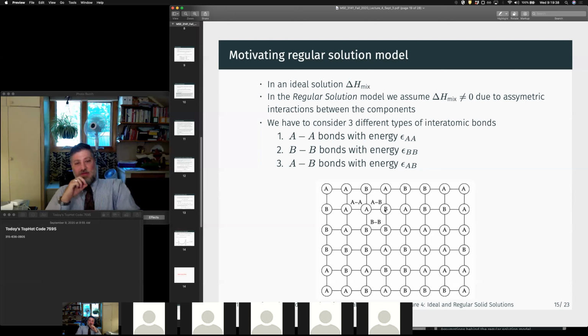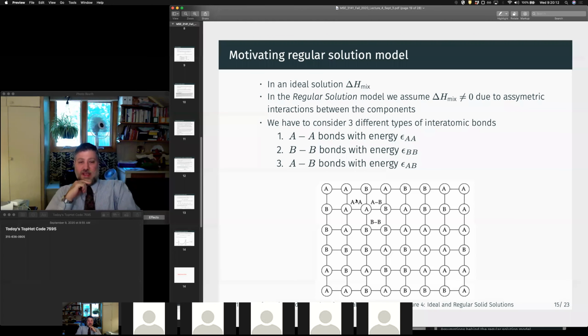For the heat of mixing to be 0, it means that the bond energies between A and A, B and B, and A and B all have to be identical. And the bond lengths have to be identical, right? Because if we have an elastic stretch, that raises the internal energy of our system, right? So the regular solution is the simplest way that we can relax this.